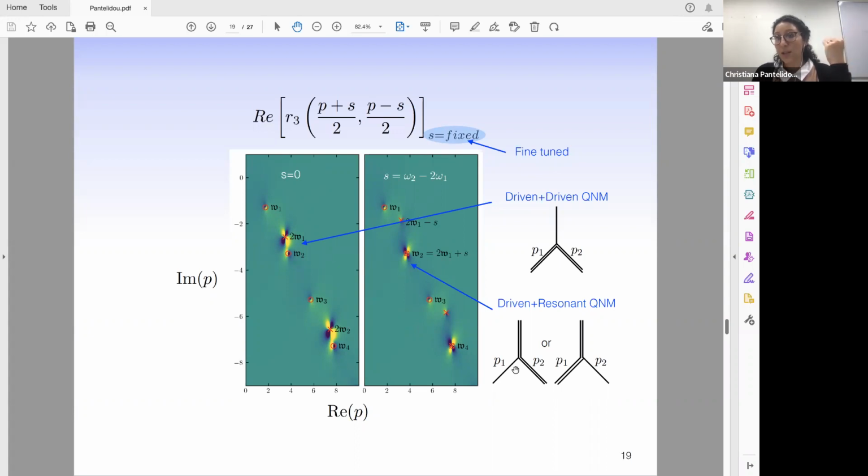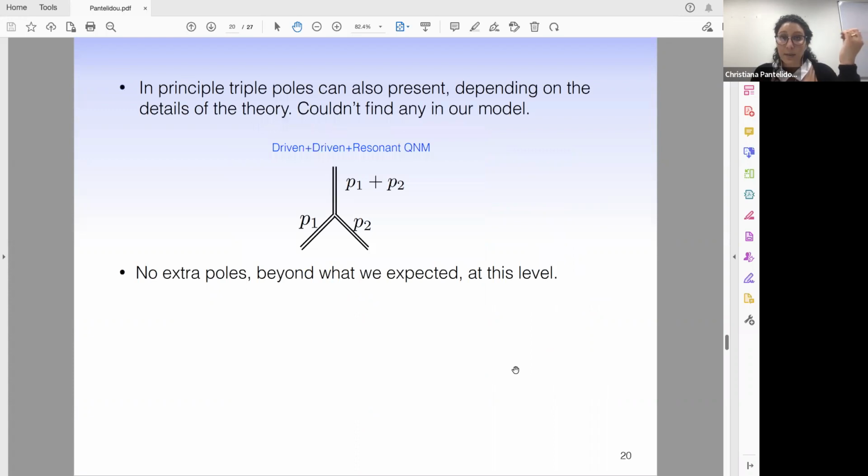Now, the question is, can we see poles of order 3? And the answer is that in our specific model, the model that we looked at, we couldn't find any such poles. Now, this doesn't mean that if you pick a different model with different interactions or a different scaling dimension, you wouldn't find any. It's just the kinematics of the model that we consider did not allow for order 3 poles.